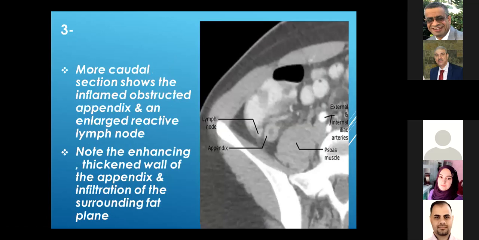This is a more caudal section showing the inflamed appendix. This is the inflamed appendix and enlarged lymph nodes. We show the enhancing thick wall of the appendix and infiltration of the surrounding fat.